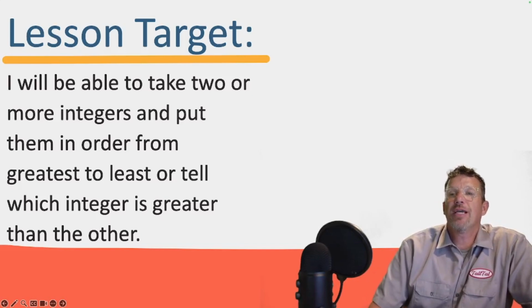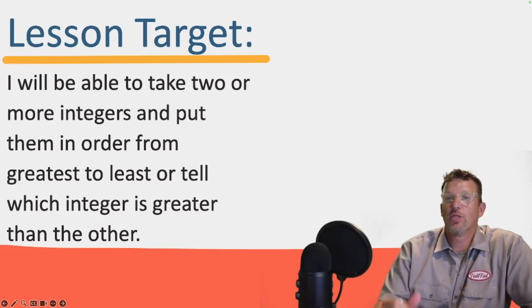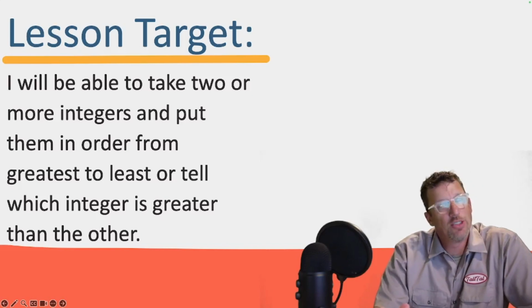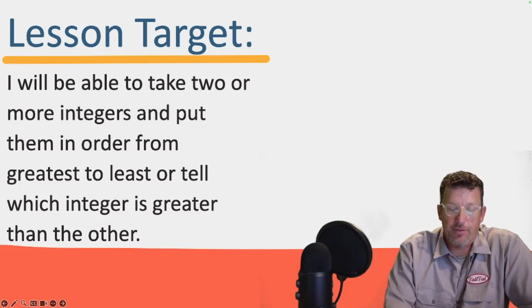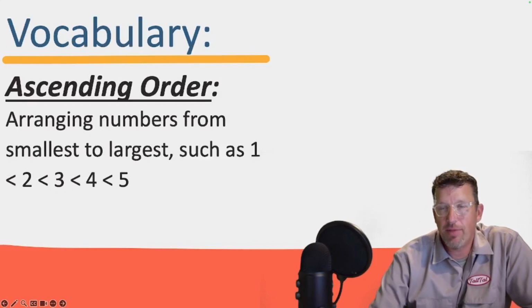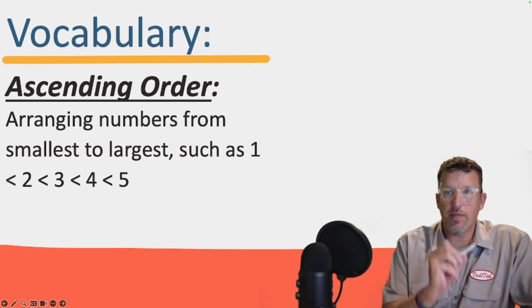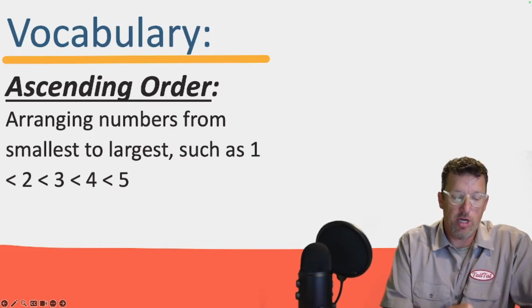You're going to be able to take two or more integers and put them in order from greatest to least, or tell which integer is greater than the other after this video. Two pieces of very important vocabulary. Ascending order is our first word. And what that means is we're going to put the numbers in order from the smallest to the largest. So we're going to start with the smallest number and head to the largest.